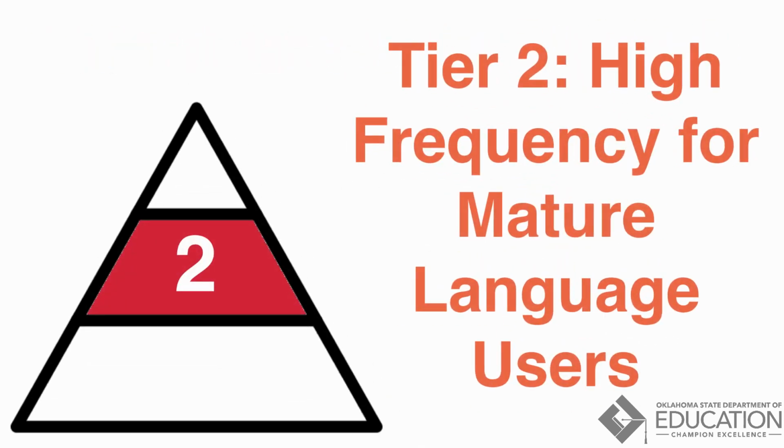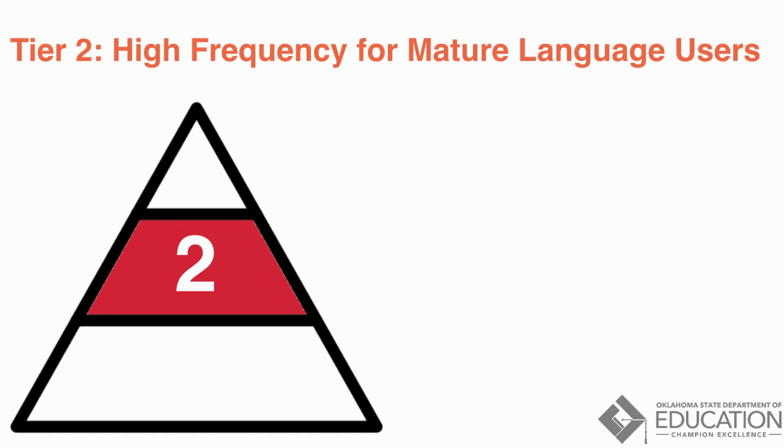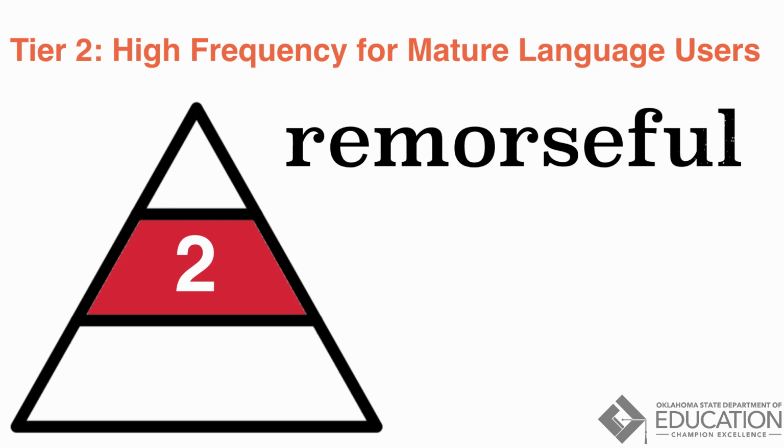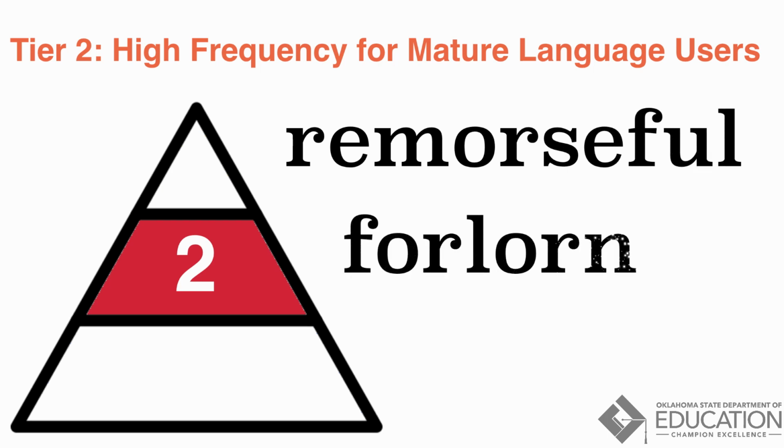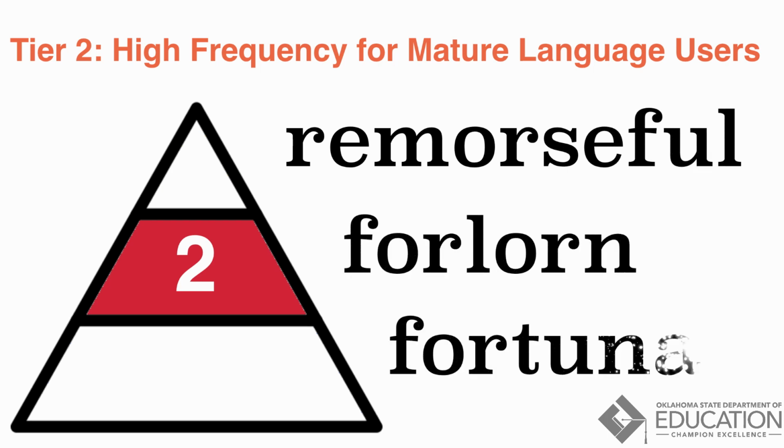Tier 2 words are going to be words that are often used in literature. These are not necessarily words that you are going to use every day in your normal discussions that you have with people, but those are going to be words like remorseful or forlorn or fortunate. You know, those words don't often just pop out of our mouths, but those are words that students will definitely be reading, and they have to know the definitions of those words.